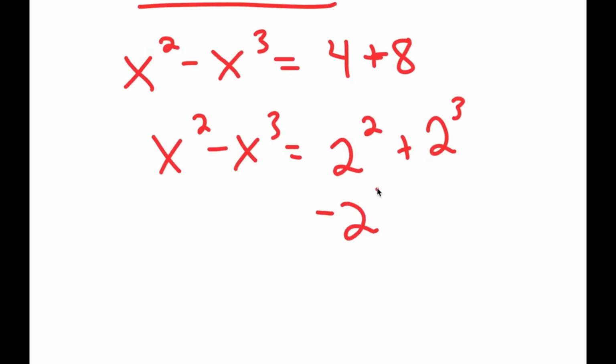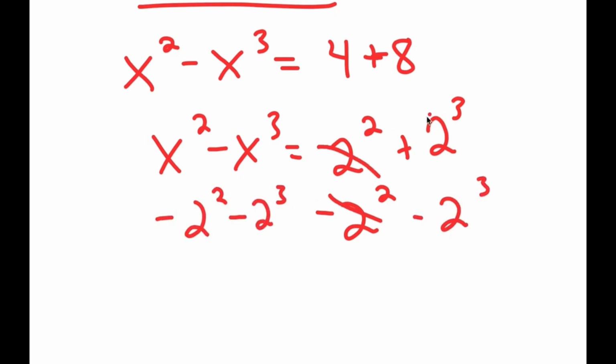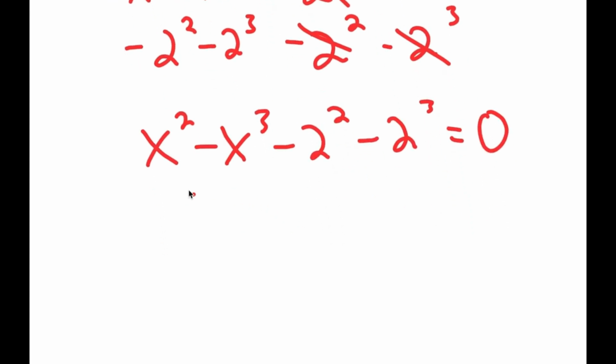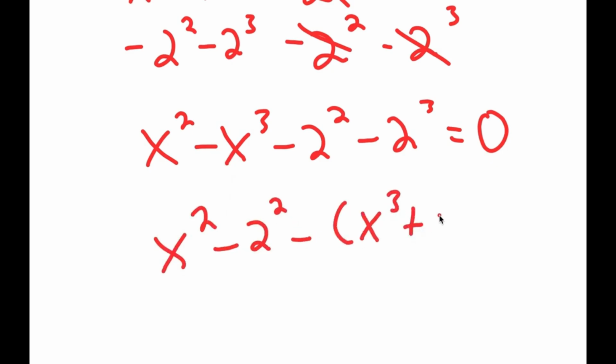Now I'm going to subtract 2 squared on both sides and 2 to the power of 3 on both sides. So then these two cancel out, and I get x squared minus x to the power of 3 minus 2 squared minus 2 to the power of 3 is equal to 0. Now I'm going to group all the powers of 3's and the powers of 2's together. So I get x squared minus 2 squared minus (x to the power of 3 plus 2 to the power of 3) is equal to 0.